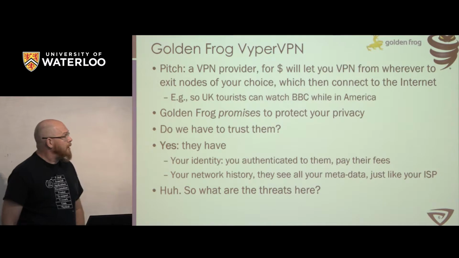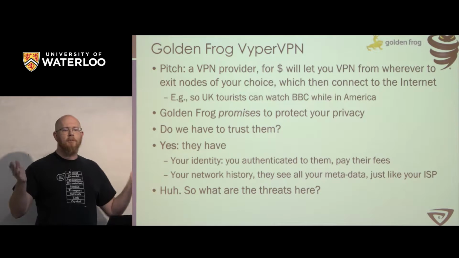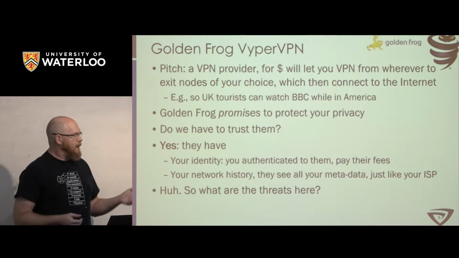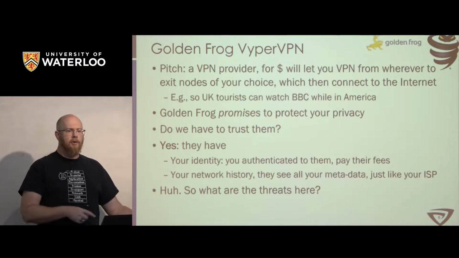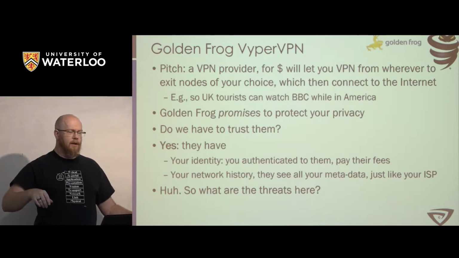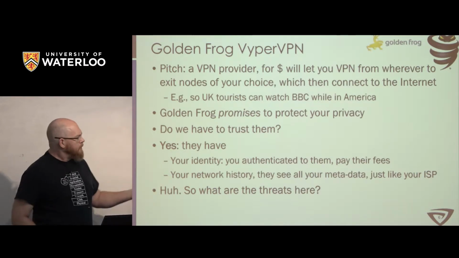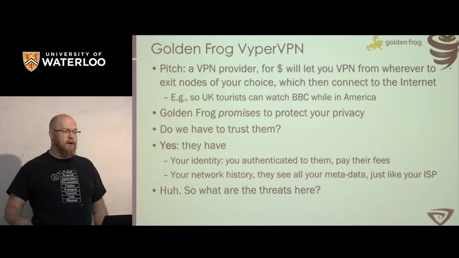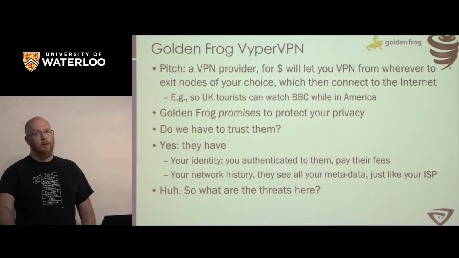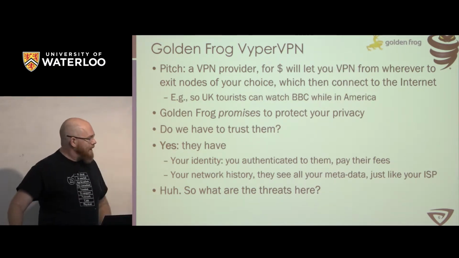In this case, I'm talking about Golden Frog Viper VPN. The pitch is that it's a commercial VPN provider. So for like 20 bucks a month, whatever they charge, they give you a VPN from your place to their cloud, exiting to the internet somewhere. A lot of their marketing value is that somewhere is in a country other than yours, so that, say, UK tourists can watch their BBC streaming TV shows when they're in America, or people who really like Doctor Who can watch them here. That's a lot of what they're selling.